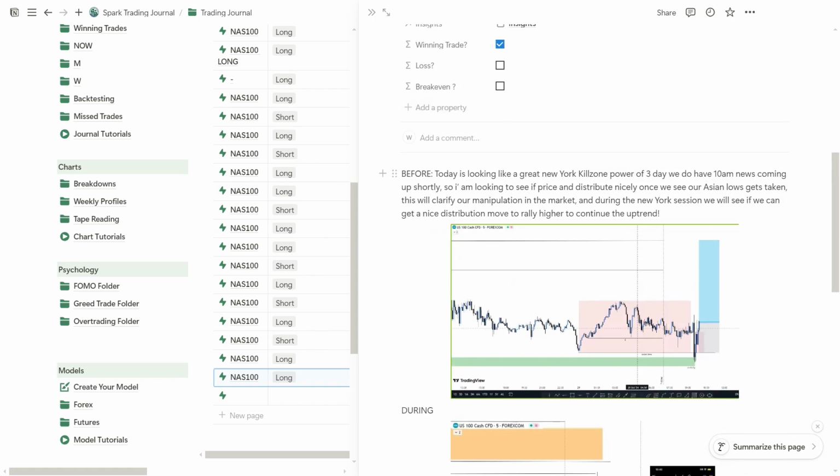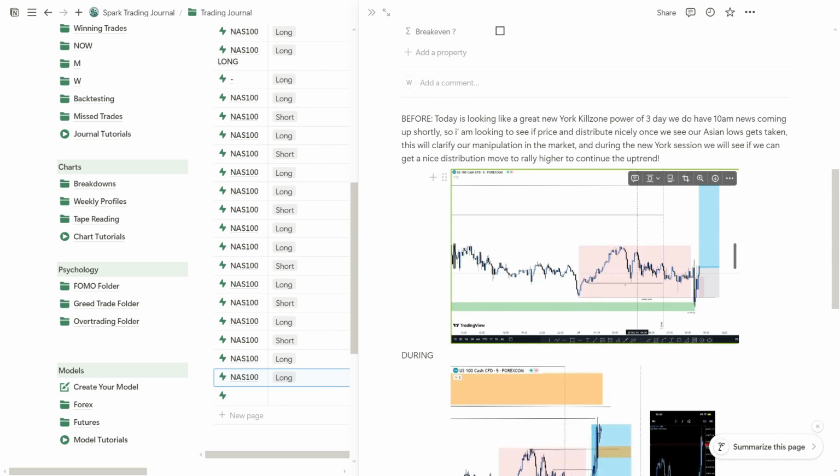As you can see, this was the quick description that I placed before I entered this trade. Today is looking like a great New York kill zone power of 3 day. We do have 10 a.m. news coming up shortly, so I am looking to see if we distribute nicely once we see our Asian lows get taken. This will clarify our manipulation in the market, and during the New York session, we'll see if we can get a nice distribution move to rally higher to continue the uptrend.